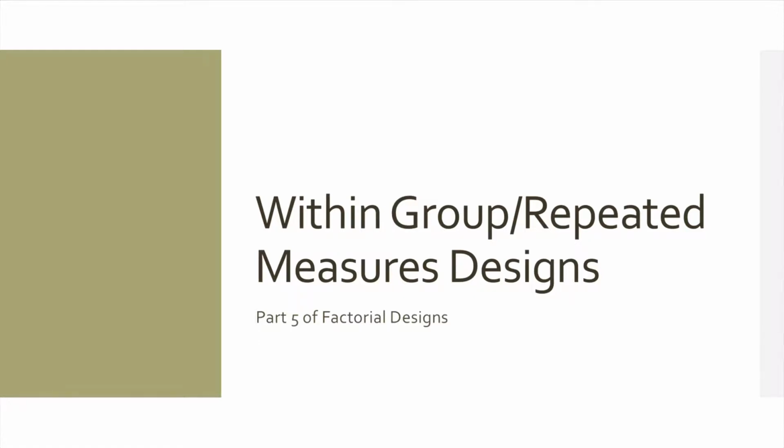Within group or repeated measures designs. Now, another type of factorial design is a within group design. Within group and repeated measures are terms that are interchangeable, but they say the same thing. The within group design is where the subjects are exposed to all of the different treatments throughout the length of the study. That's why they call it repeated measures, because over time, the subjects have the measurement taken multiple times after they've undergone the various treatments.